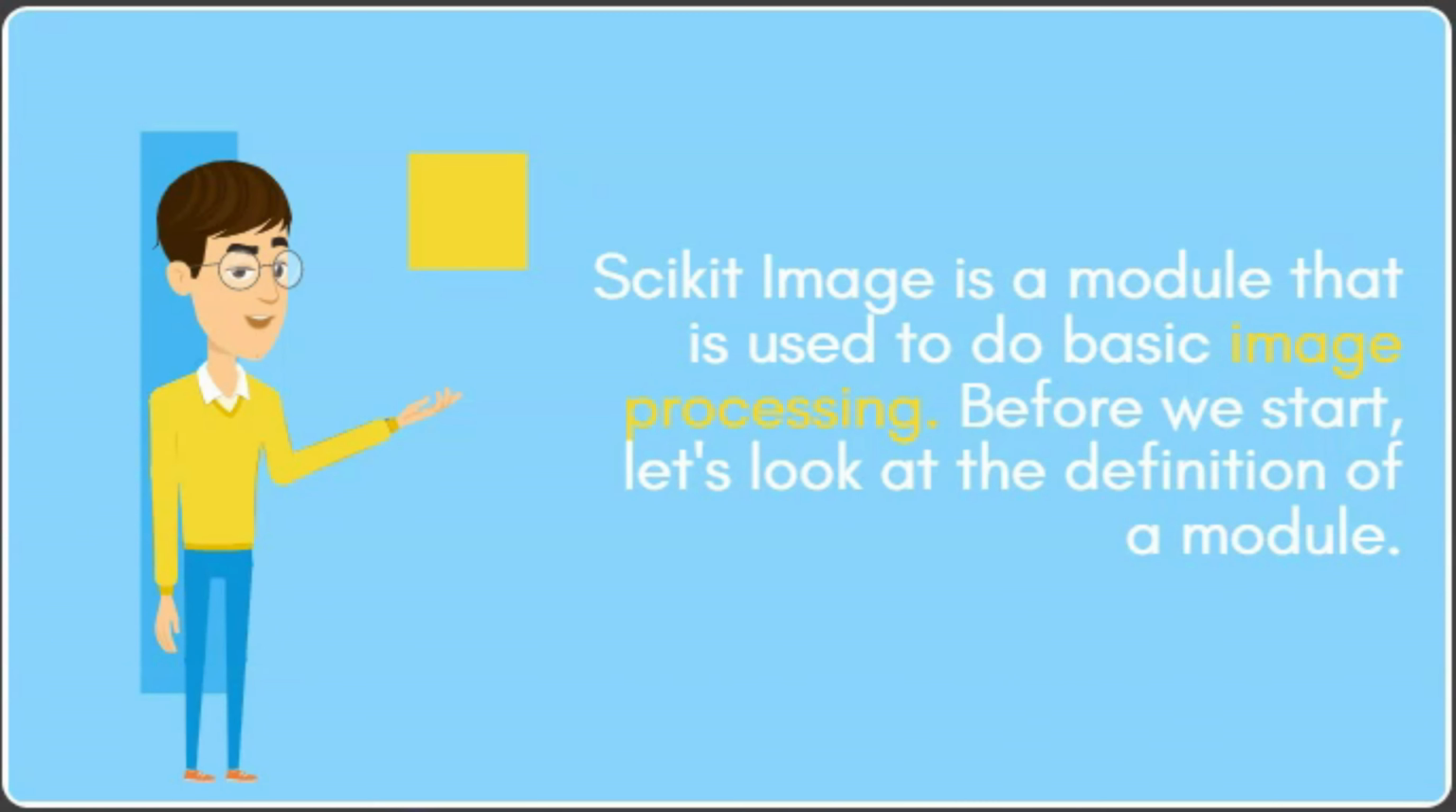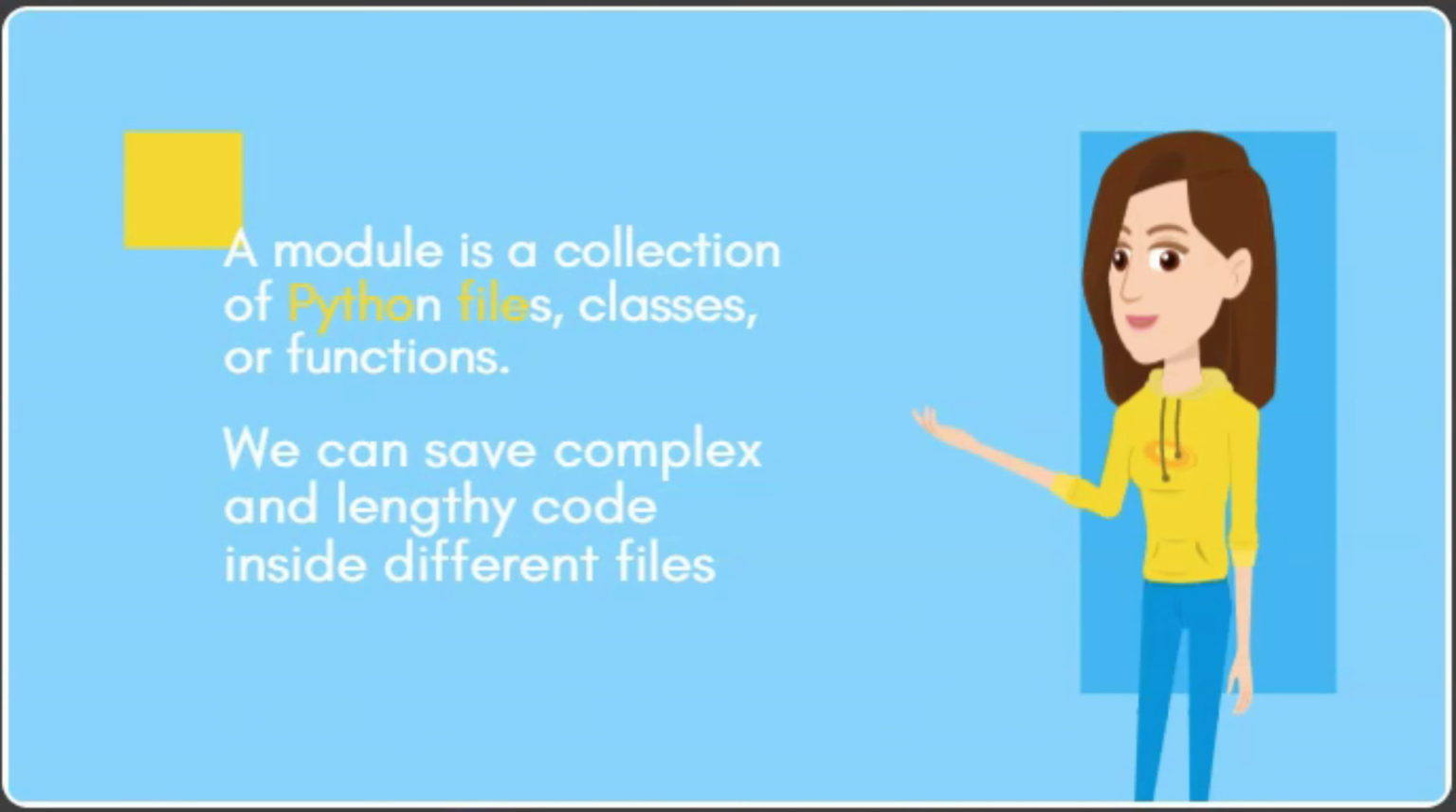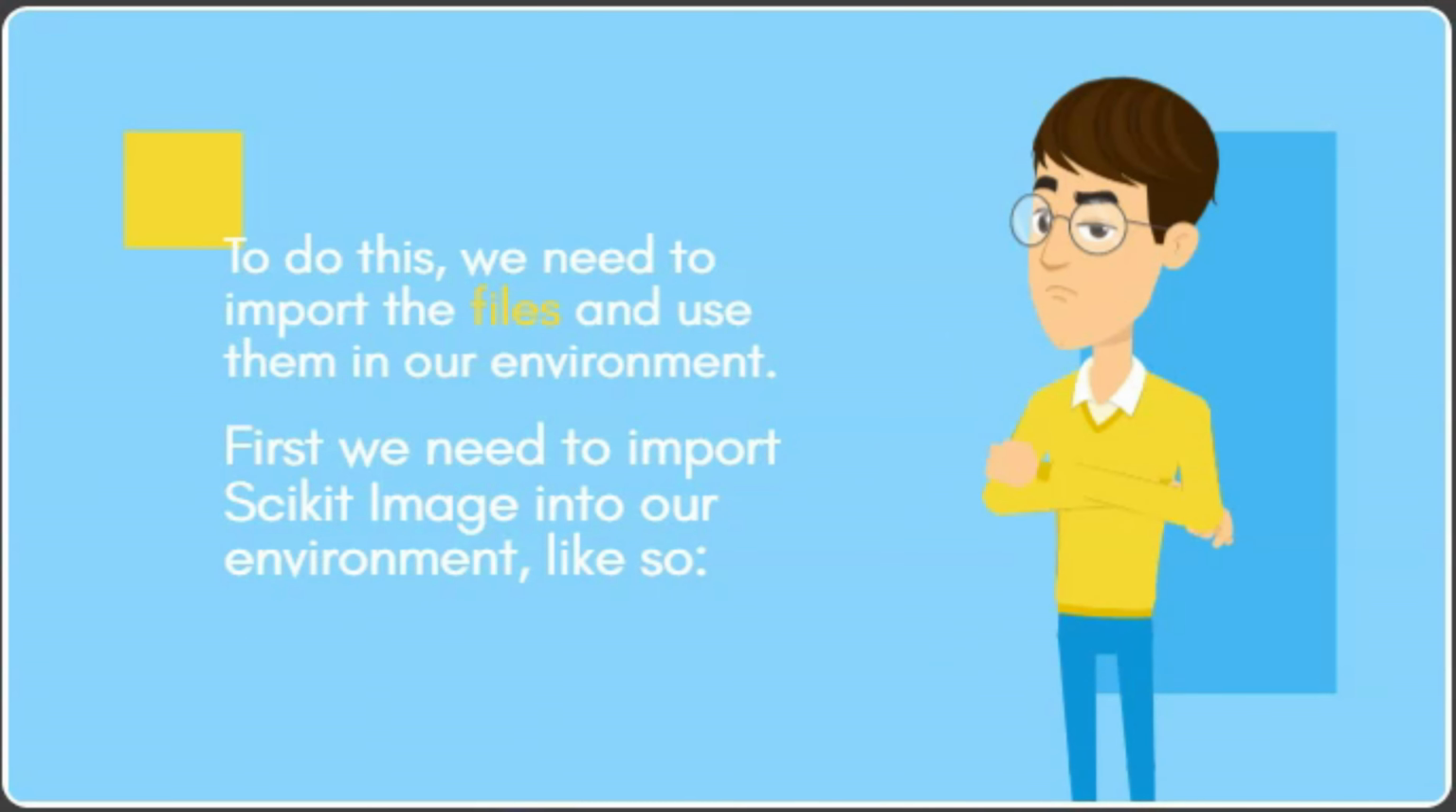Scikit-image is a module that is used to do basic image processing. Before we start, let's look at the definition of a module. A module is a collection of Python files, classes, or functions. We can save complex and lengthy code inside different files. To do this, we need to import the files and use them in our environment. First we need to import scikit-image into our environment, like so.